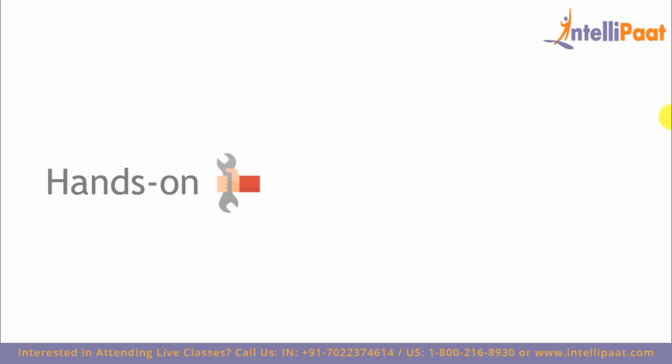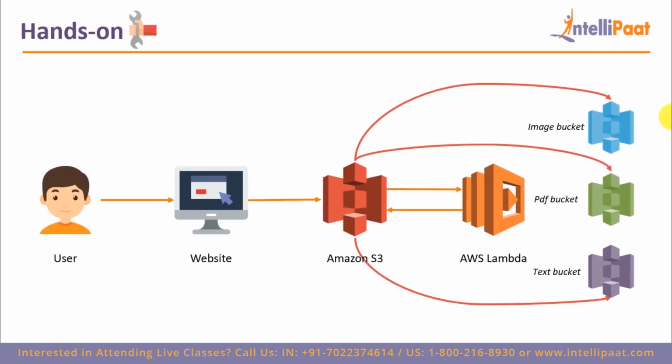Okay guys, now we are going to do a hands-on using multiple AWS services. Let me show you what we are going to do exactly before moving on with the hands-on part. I already told you how Amazon S3 works with AWS Lambda. What we are going to do is create a simple website which can upload a file to the S3 bucket, and whenever a file is uploaded to the S3 bucket, the Lambda function is invoked. We are going to upload three types of files: a .jpg file, a .pdf file, and a .txt file.